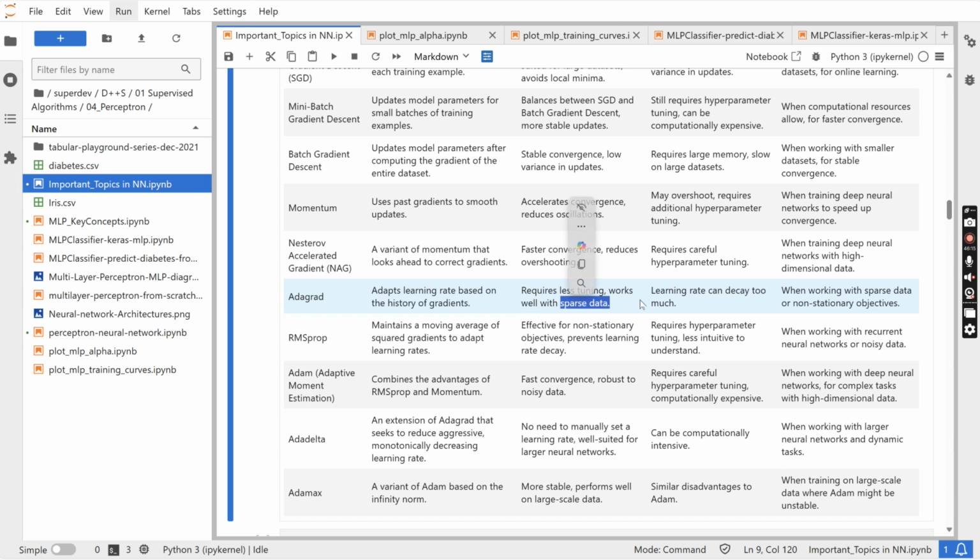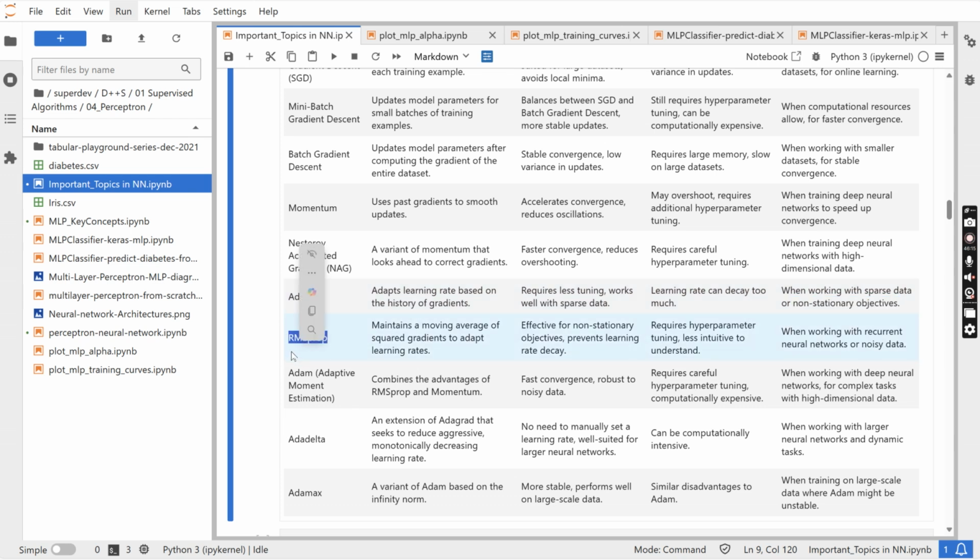Now in real life, a lot of data is sparse data. So AdaGrad works well on that type of data, but it also suffers from another disadvantage: the learning rate can decay. There is something called the learning rate decay problem that we will again see. That problem is a disadvantage, and you should use this when you see in the input data too many zero values and the data is non-stationary. Then you can use AdaGrad.